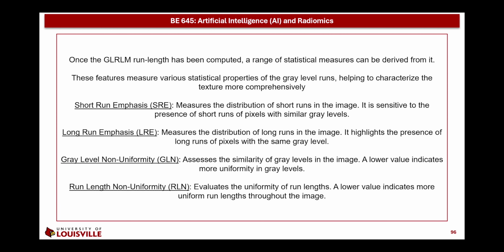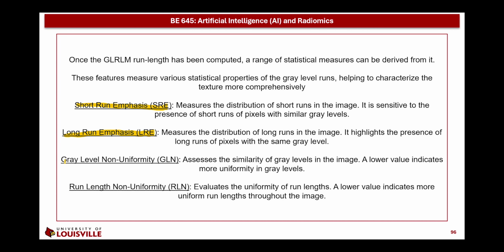First, the features are short run emphasis, or SRE. This measures the distribution of short runs in the image, and it's sensitive to the presence of short runs of pixels with similar gray levels. Long run emphasis, or LRE, is the same but for the long runs. It measures the distribution of long runs in the image, and it highlights the presence of long runs of pixels with the same gray level.